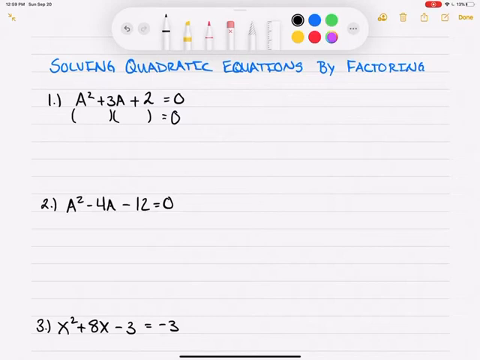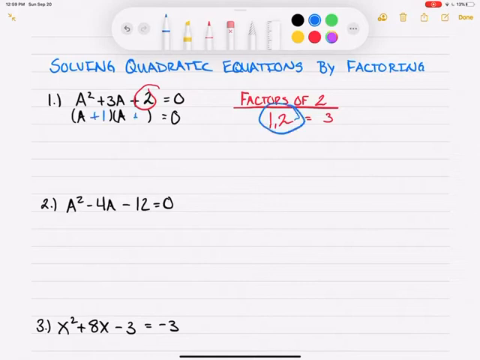So first off, a squared is my first term, and I know that a squared can only be broken down as a times a. Then I'm looking at 2, which is my c term, so factors of 2. The factors of 2 are 1 and 2, and when I add them, I get 3. So I know that those are going to be the terms I need, 1 and 2. So positive 1, positive 2. So now what I have is a plus 1 times a plus 2 equals 0.